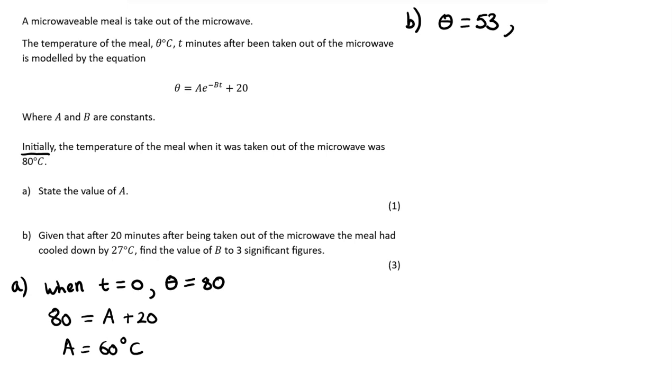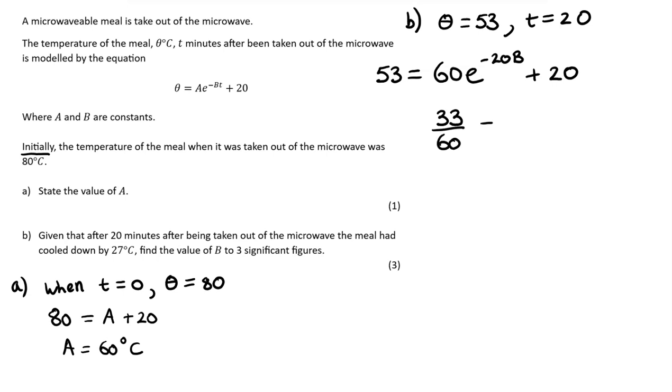And this is after 20 minutes, so t is going to be 20. Again, I find it really helpful to write all of these things out. So we're going to plug that into our equation. We know that theta is 53. We know that A now is 60. And t is going to be 20. And I've still got that plus 20 there. Then what I'm going to do is take 20 from both sides, and divide both sides by 60.